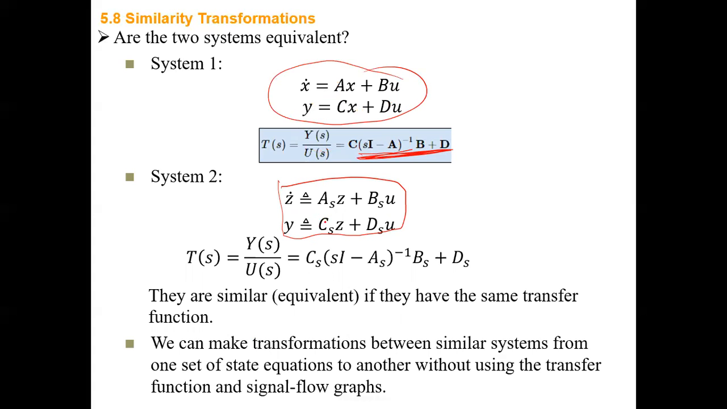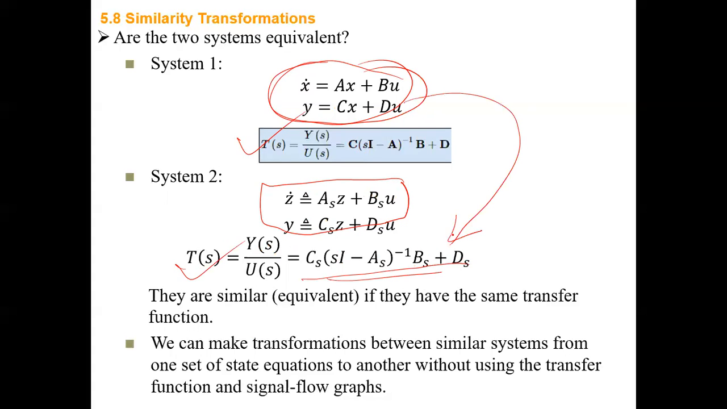Then similarly, what is the transfer function for this kind of system? Your C becomes CS now, right? For this system, your C becomes CS, sI is sI, then A becomes AS, B becomes BS, and D becomes DS, right? Now, you have two transfer functions. One from this set, which is this. Another transfer function from this set, which is this. Are they similar? If they're similar, this transfer function should be exactly equal to this one.